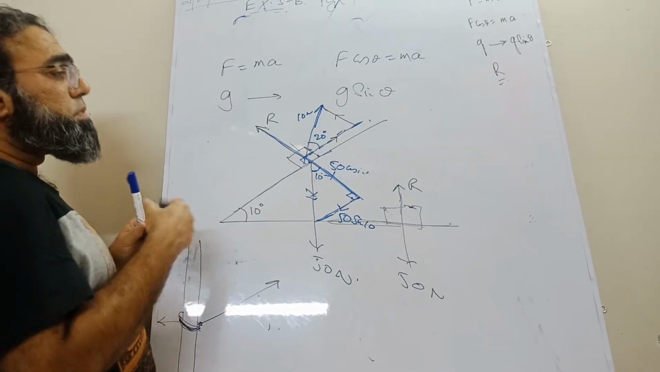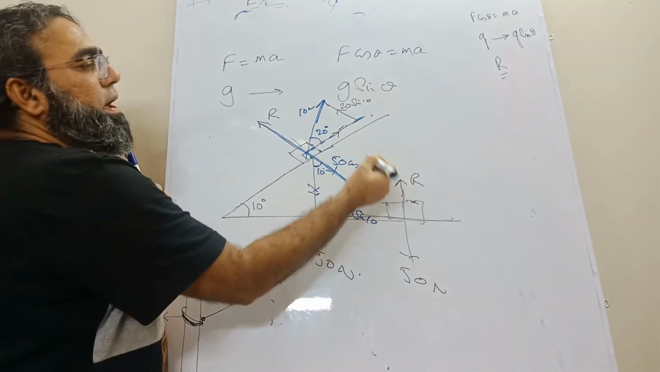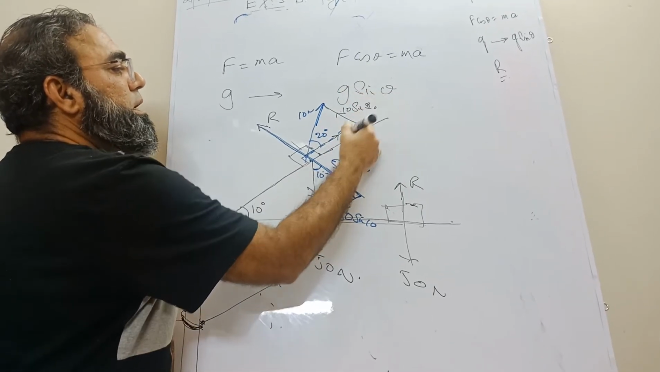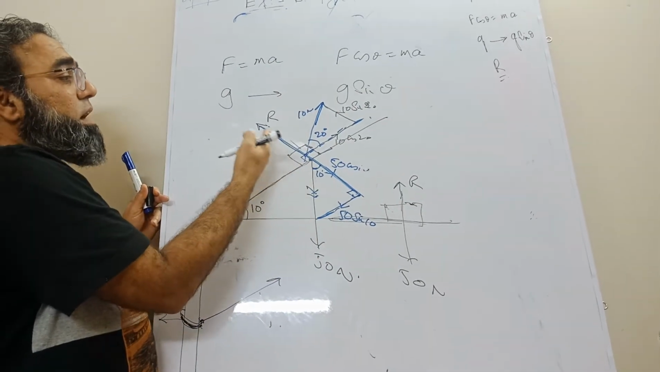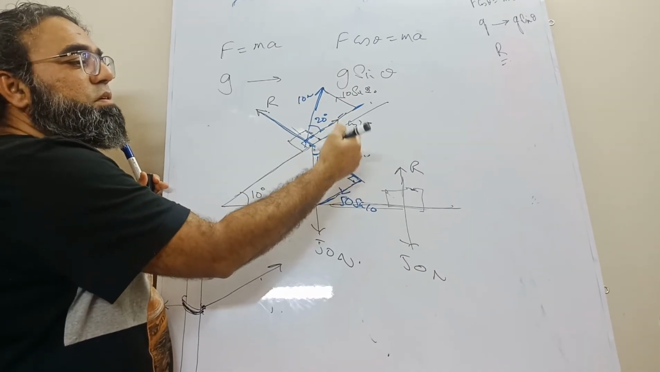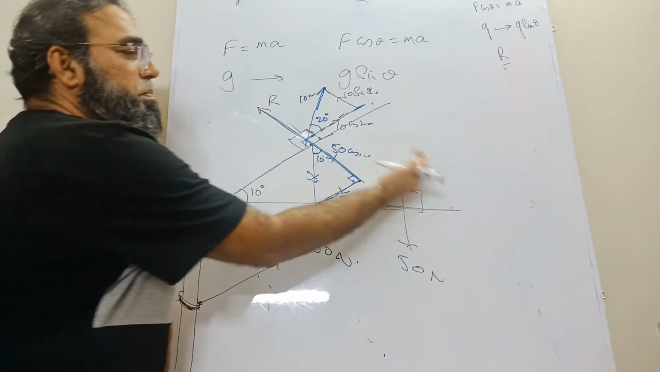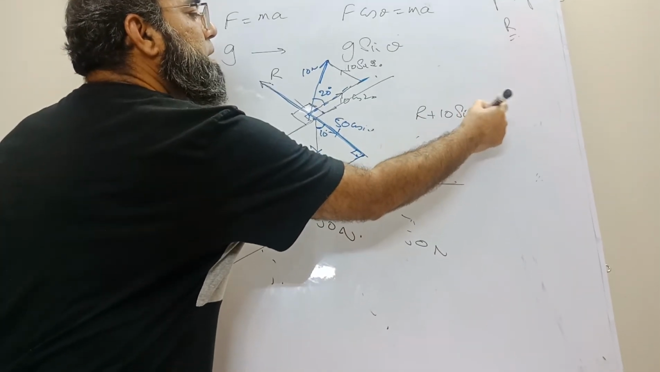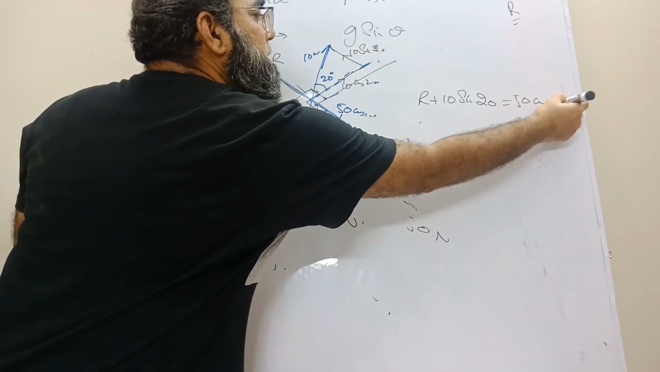Now this is going to be 20 sin 10 over here, and this is 10 sin 20, and this is 10 cos 20. So you see, this R plus this 10 sin 20 is going to be equal to 50 cos 10. So now R is going to be different as compared to the previous value. So R plus 10 sin 20 is equal to 50 cos 10.